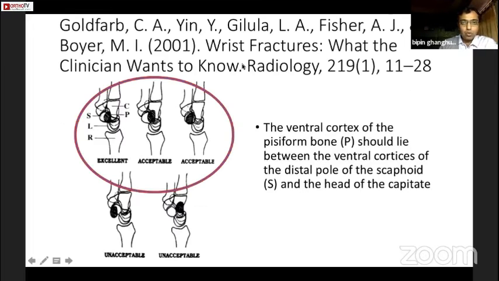What happens in a true lateral view is, according to this paper by Goldfarb in 2001, he says that the ventral cortex of the pisiform should be between the ventral cortex of the distal pole of the scaphoid and the head of the capitate. So in this case, these three views are acceptable views. However, these two views down here are unacceptable views. So this is the true lateral view of the wrist.